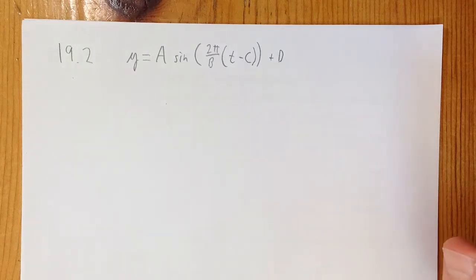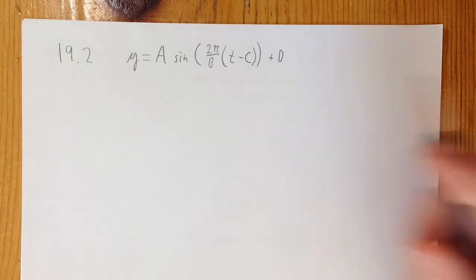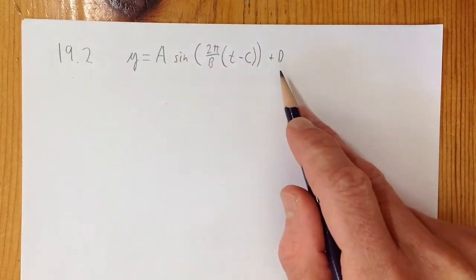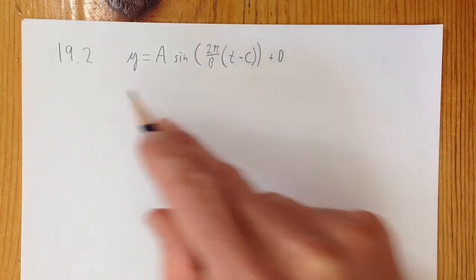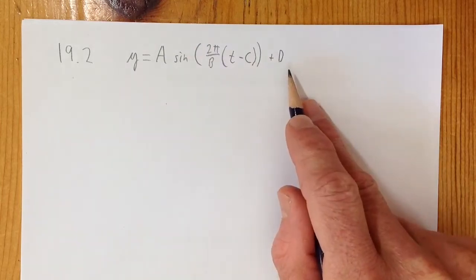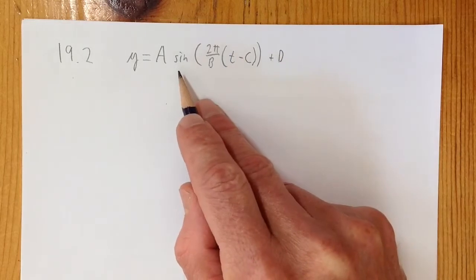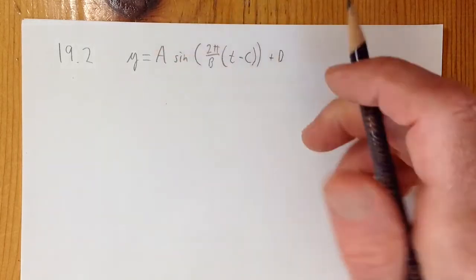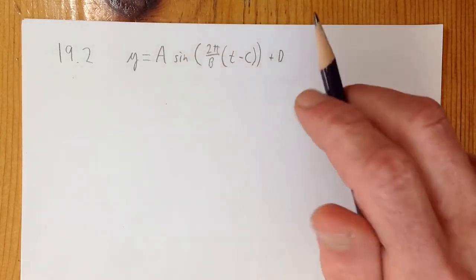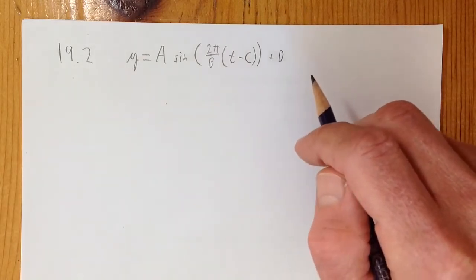I'm going to do problem 19.2, which is pretty representative of how you use this formula to model something in real life, what's actually going on. So this is the basic formula again for chapter 19 that you should just know. It's basically a sine wave that's shifted and dilated and compressed in all the different ways that you can. And then we have to try to match it to our physical situation.